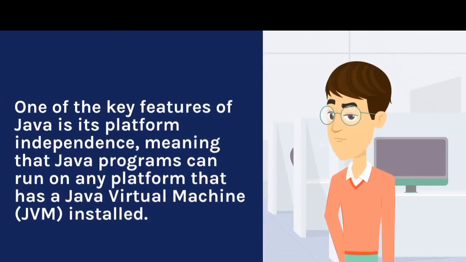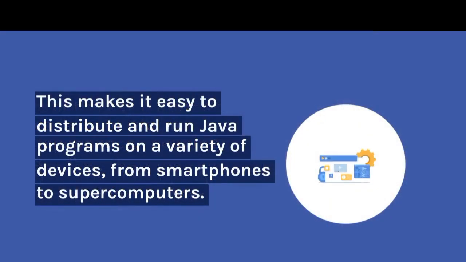One of the key features of Java is its platform independence, meaning that Java programs can run on any platform that has a Java Virtual Machine (JVM) installed. This makes it easy to distribute and run Java programs on a variety of devices, from smartphones to supercomputers.